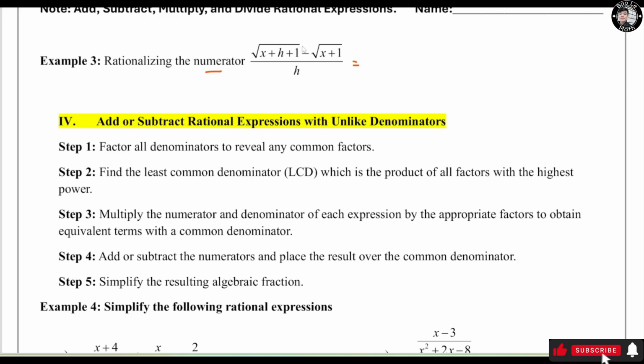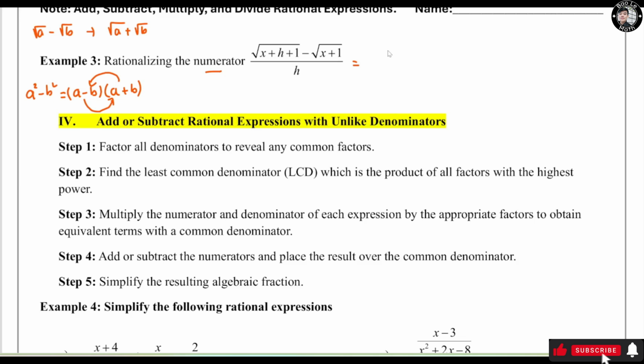So we're going to multiply the top and bottom by this conjugate. Remember, if you have square root of a minus square root of b, its conjugate is square root of a plus square root of b, right? And remember, the difference of two squares formula equals a minus b times a plus b, right? This guy is the conjugate of this guy, so keep that in mind.